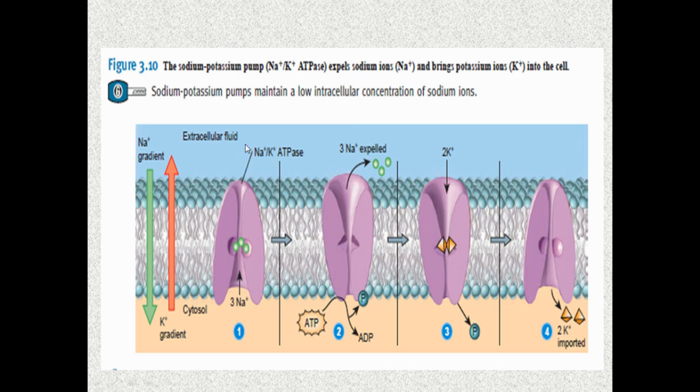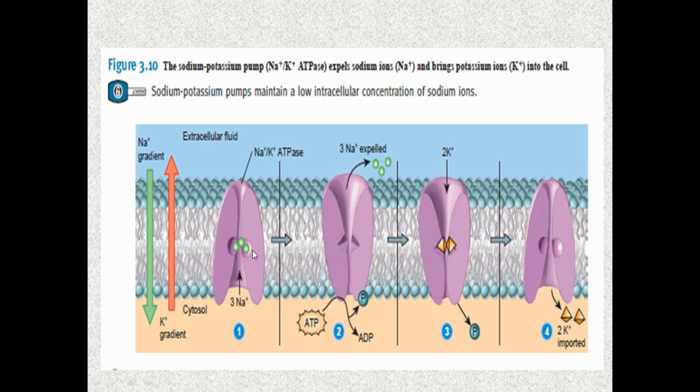Similarly, the concentration of potassium is more in the cytosol, the ICF, when you compare it with the ECF. But still, it has to bring the potassium from a region of lower concentration, that is the ECF, into the cytosol. So this is against the concentration gradient. So how does this pump work?